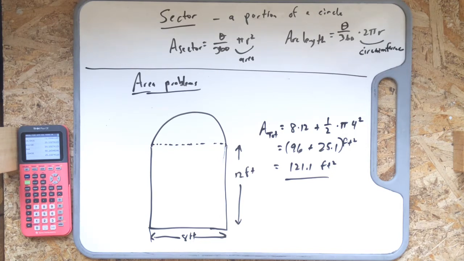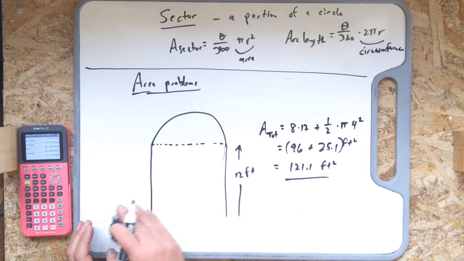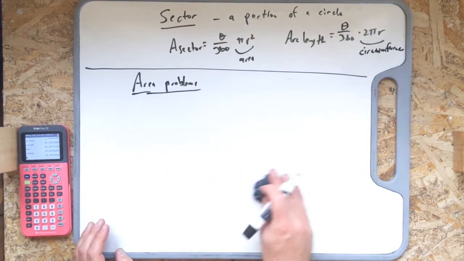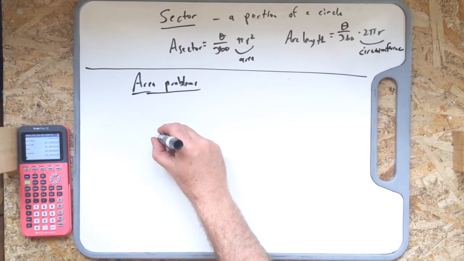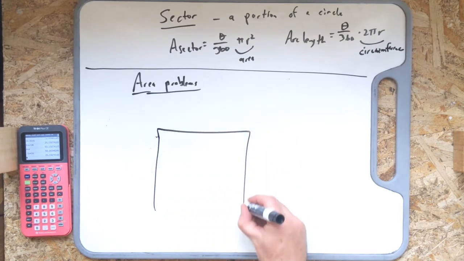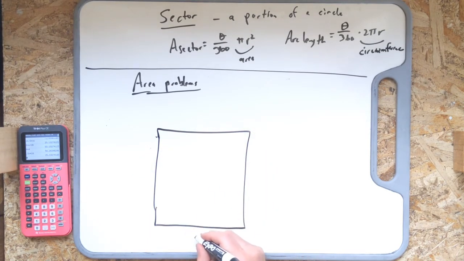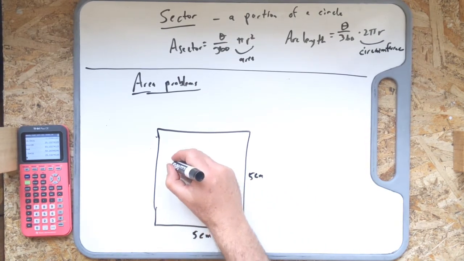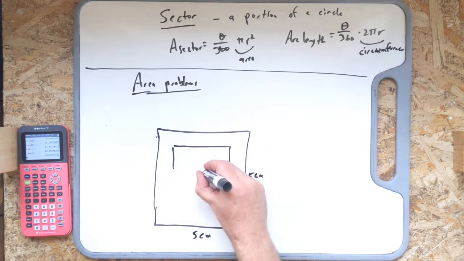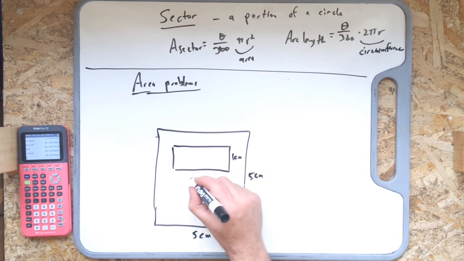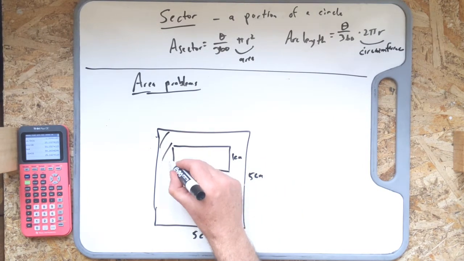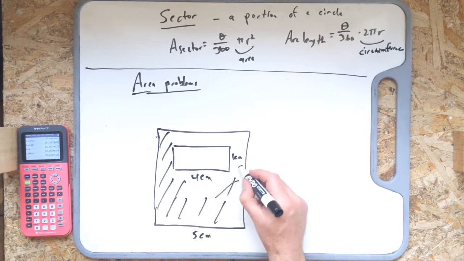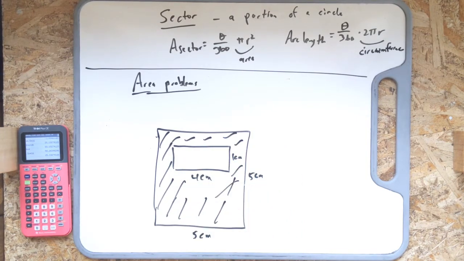Now we're going to do a subtraction problem. Okay, I've got a big plate here. Not a big plate, it's like 5 centimeters by 5 centimeters square. Now out of that, we're going to take a little window on the inside of it, which is 1 centimeter by 4 centimeters. And I want you to find the area around here, not including the hole. Okay, pause the video, try that.